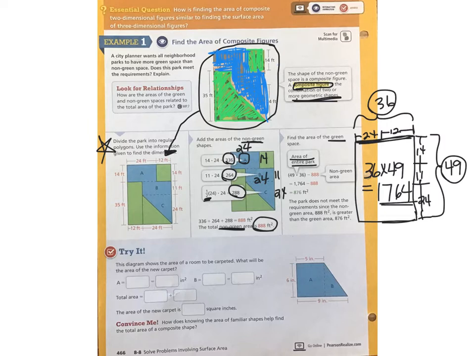Okay, if that is the area of the whole park, then I can subtract out the non-green area, and what's left is the green space, which is 876 square feet. Okay, the park does not meet the requirements since the non-green space is greater than the green areas.